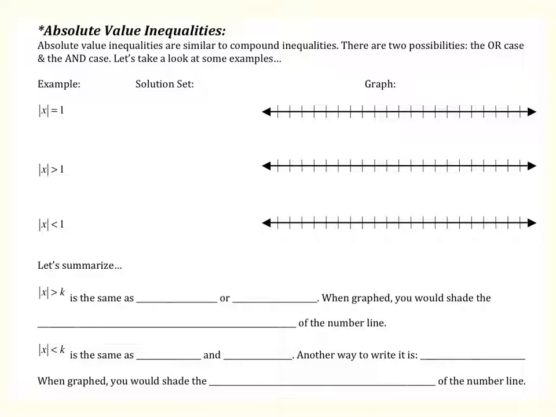Absolute value inequalities are similar to compound inequalities. So there are two possibilities. You have the and, and you have the or case. So when we do absolute value equations, we found two solutions. So that's what that first example here is trying to show us.